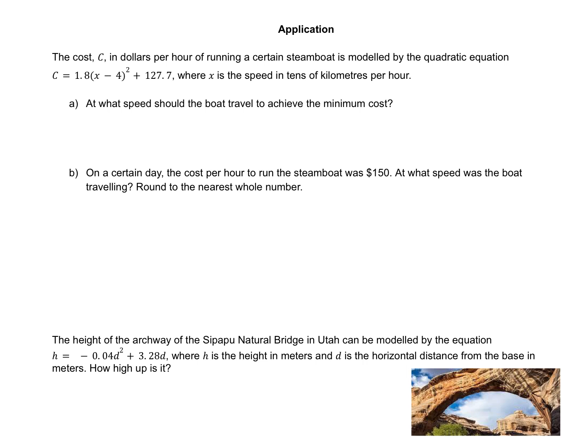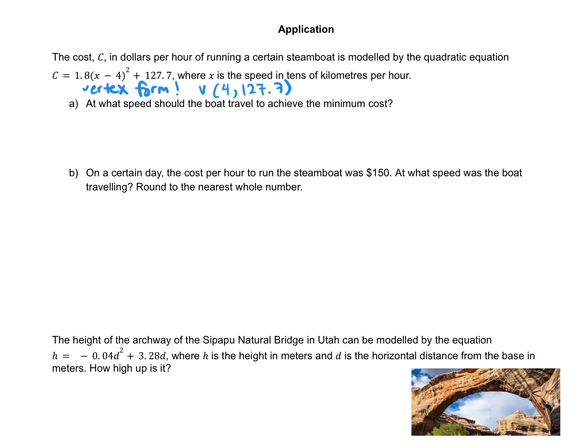The cost, C, in dollars per hour of running a certain steamboat is modeled by the quadratic equation C equals 1.8 times (x minus 4) all squared plus 127.7, where x is the speed in tens of kilometers per hour. So we're given the equation here in vertex form, which means we should already know a few things. I know this parabola is opening up because the 1.8 is positive, and I know that the vertex is (4, 127.7). Just a quick little property. We'll see if it comes up in any of the follow-up questions.